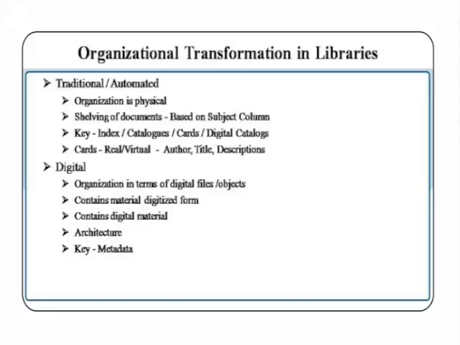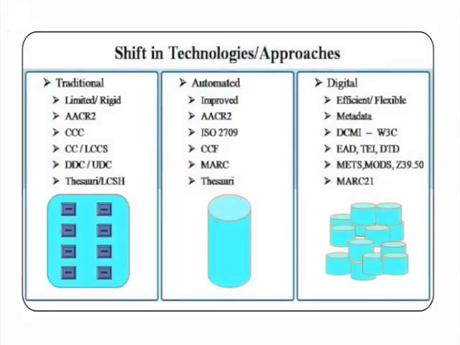And the key role is played by the metadata, which becomes the catalog for accessing these kinds of digital collections. This also demands a shift in the technologies and approaches. In a traditional library, we may not require much standardization, and it is limited and rigid. You use the same things from library science: DDC, UDC for classification, AACR2 or thesauri or subject catalogs. In automated libraries also the same thing will be used, but with more standardization.